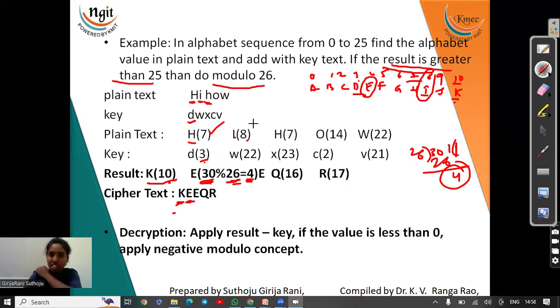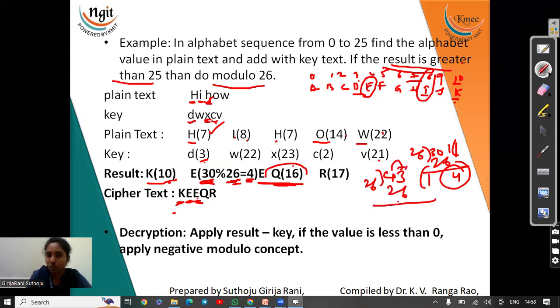Similarly, H is 7 and its key X is 23. 7 plus 23 is again 30, modulo 26, that is E. So plain text H is replaced with E. At last we have O and C. O value is 14 and C value is 2, so the sum is 16, which is Q. Now with W, 22, 21, the value is 43 when greater than 26 we take modulo 26, which gives 17. The value of 17 is R. So thus HIHOW is replaced with KEEQR, my ciphertext.